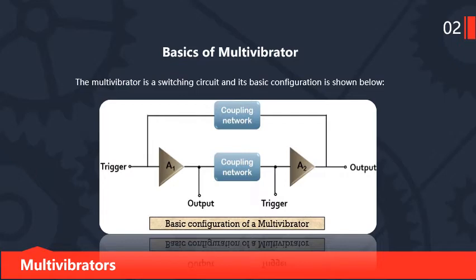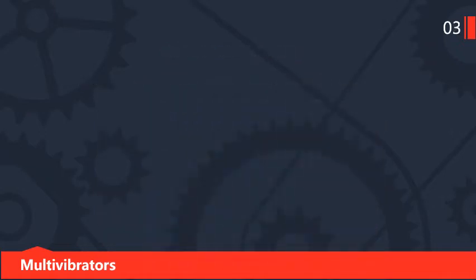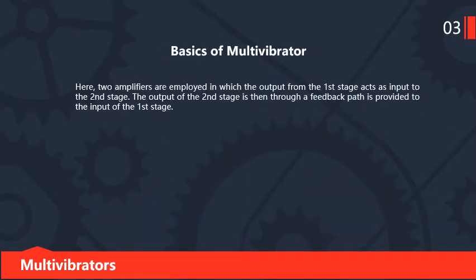One coupling network is connected directly between the amplifiers A1 and A2, and the second coupling network is connected as a feedback path. Here two amplifiers are employed in which the output from the first stage acts as an input to the second stage. The output of the second stage is then provided through a feedback path to the input of the first stage.